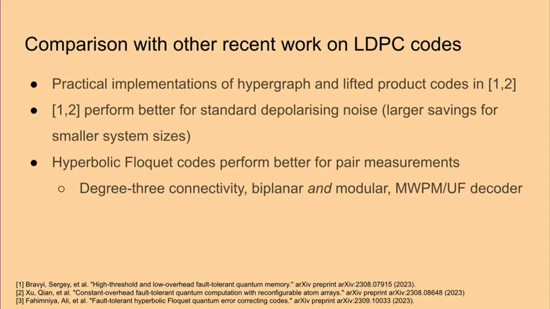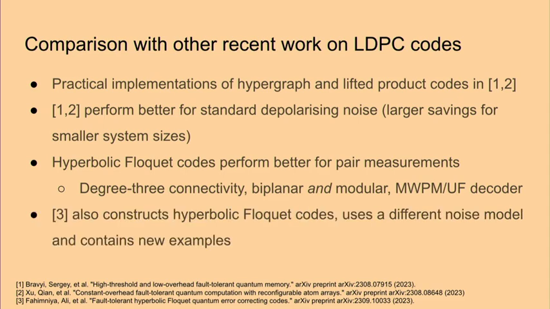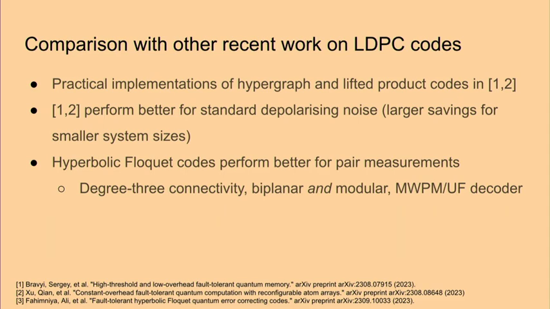Additionally, the advantage of hyperbolic Floquet codes is that they have this degree 3 connectivity compared to, say, degree 6 or higher in these other works. They're biplanar and modular in the sense I just described, and they're amenable to efficient matching or union-find decoders. Whereas for more complicated LDPC codes, there's still a lot of work to be done to have very practical and efficient decoders. And also, there's no issue of having an error floor in the decoder.